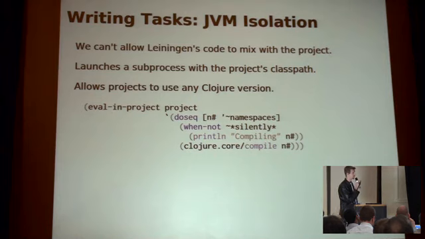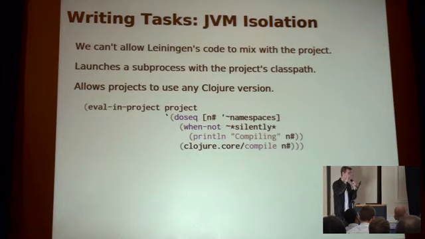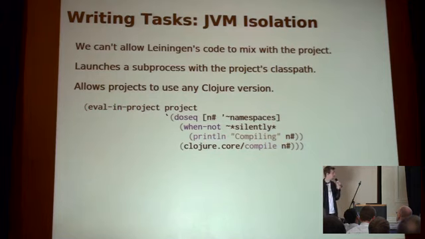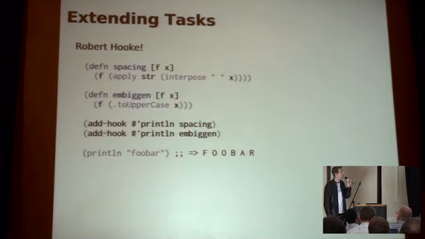It's going to take a form. You can use backquote and unquote, and build up a form like that. It's a little tricky to remember, anytime something runs in the context of your project, it's got to go through here, but it does provide serious benefits. So that's important. So tasks can be extended using this library called Robert Hooke.